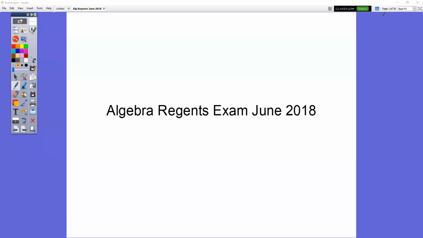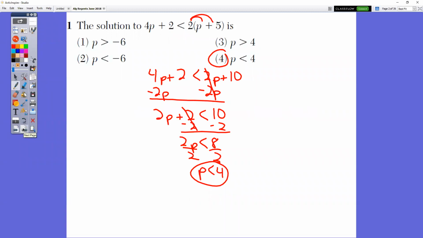This is the Algebra Regents exam, June 2018, multiple choice. In question number one, the solution to this equation.